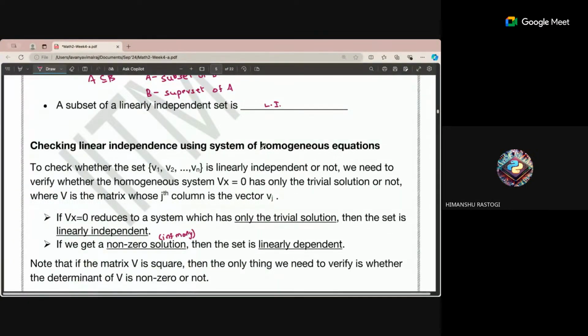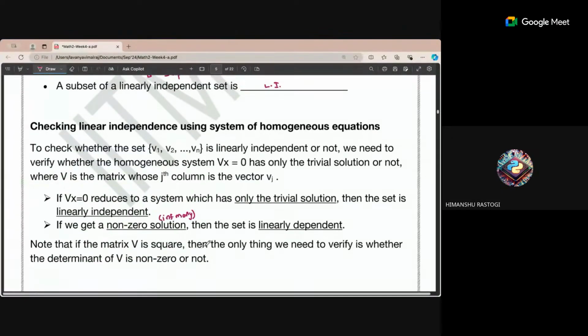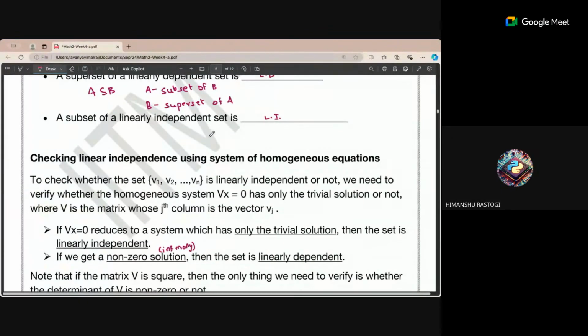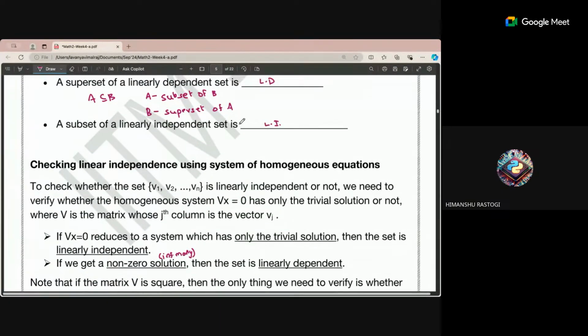All right. Just one thing. These last two statements above: a subset of a linearly independent set is linearly independent. The same thing cannot be said for a linearly dependent set. We cannot say that a subset of a linearly dependent set is always linearly dependent. Am I right? Correct.